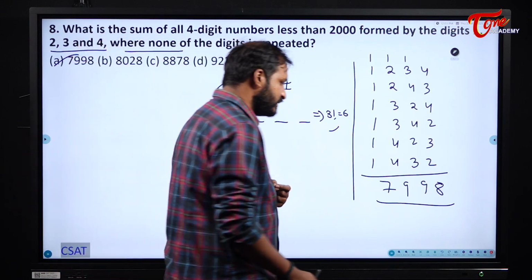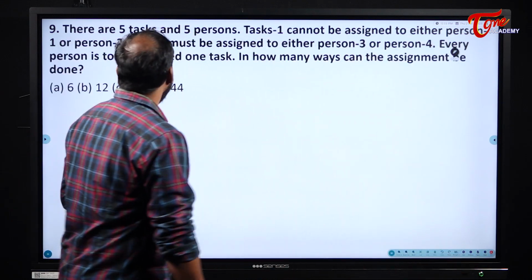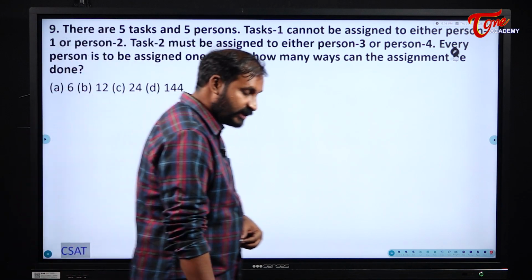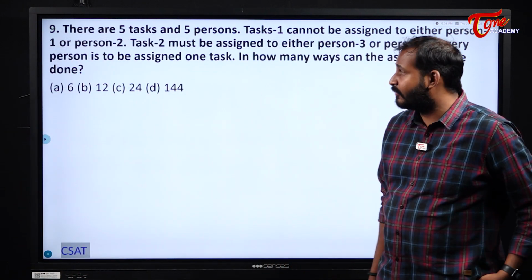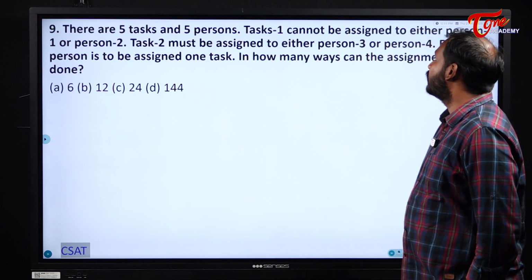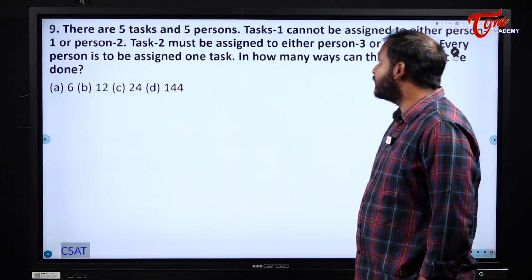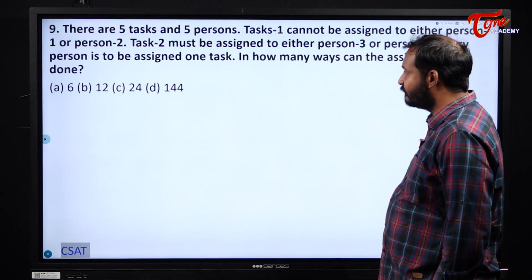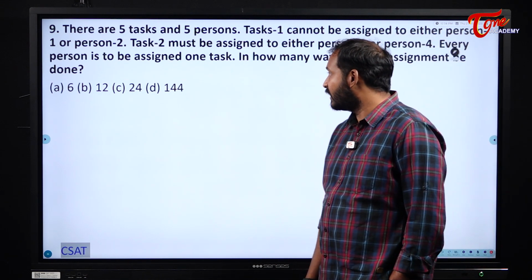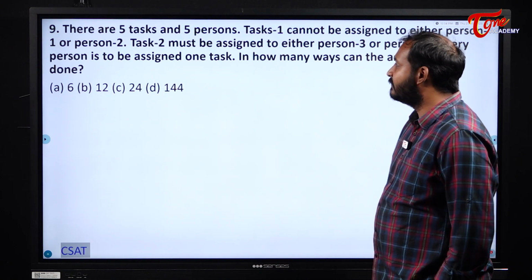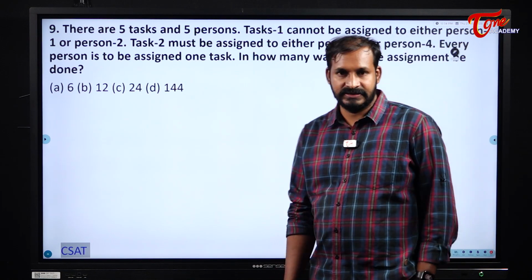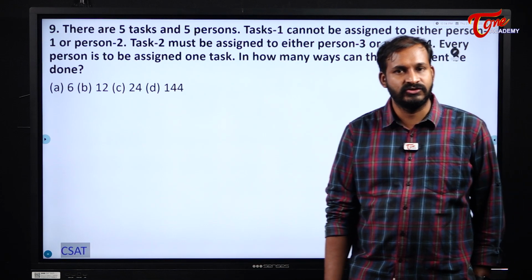Okay, right? Next one. There are 5 tasks and 5 persons. This type of question is very, very important, students. Task 1 cannot be assigned to either person 1 or person 2. Task 2 must be assigned to either person 3 or person 4. Every person is to be assigned 1 task. In how many ways can the assignment be done? That is the question for us.